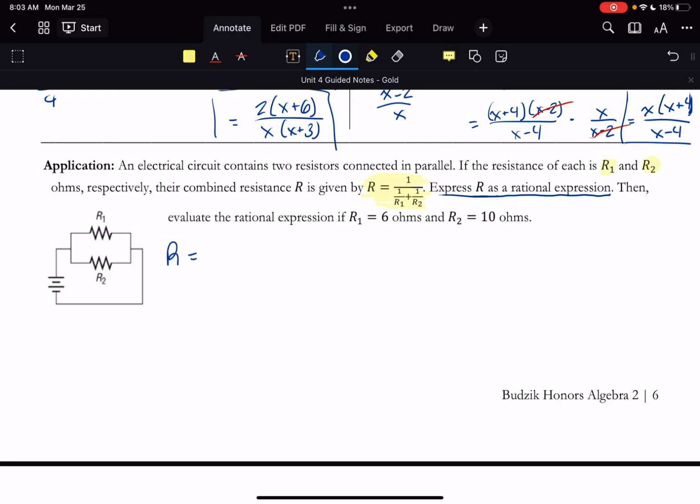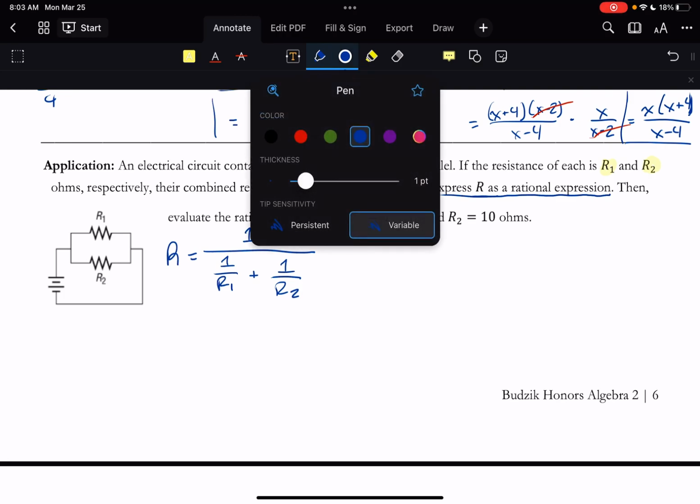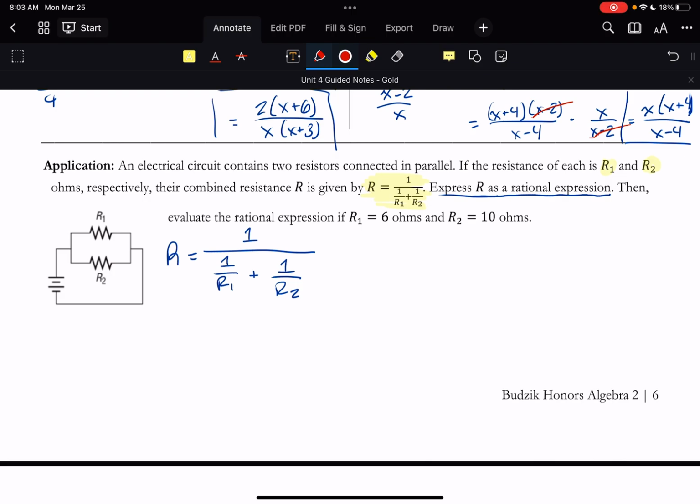So let's start there. I have my resistance is 1 over 1 over R1 plus 1 over R2. So this is a complex rational expression, very similar to what we just took care of. I look at my numerator, 1, can't really simplify that much further. So I'm going to look at my denominator now. The LCD between these two rational expressions is R1 R2. So I'm going to need to ask myself what's missing from each to get that common denominator and multiply by it. The first one, I'm missing R2, so I need to multiply numerator and denominator by R2. And then in the second rational expression, I'm missing R1, so I'm going to multiply both by R1.